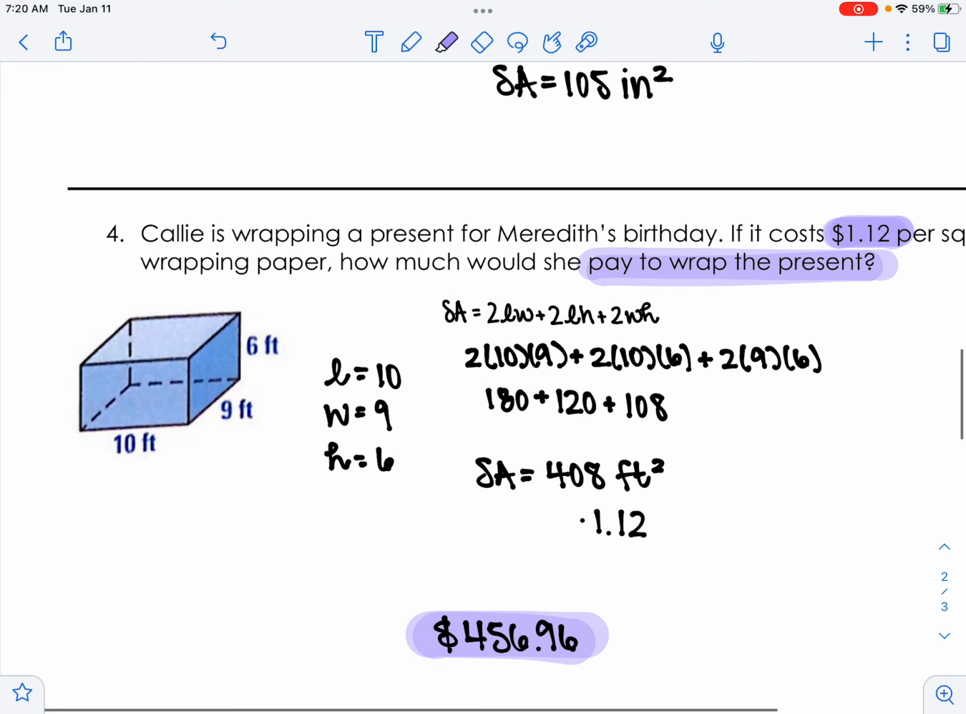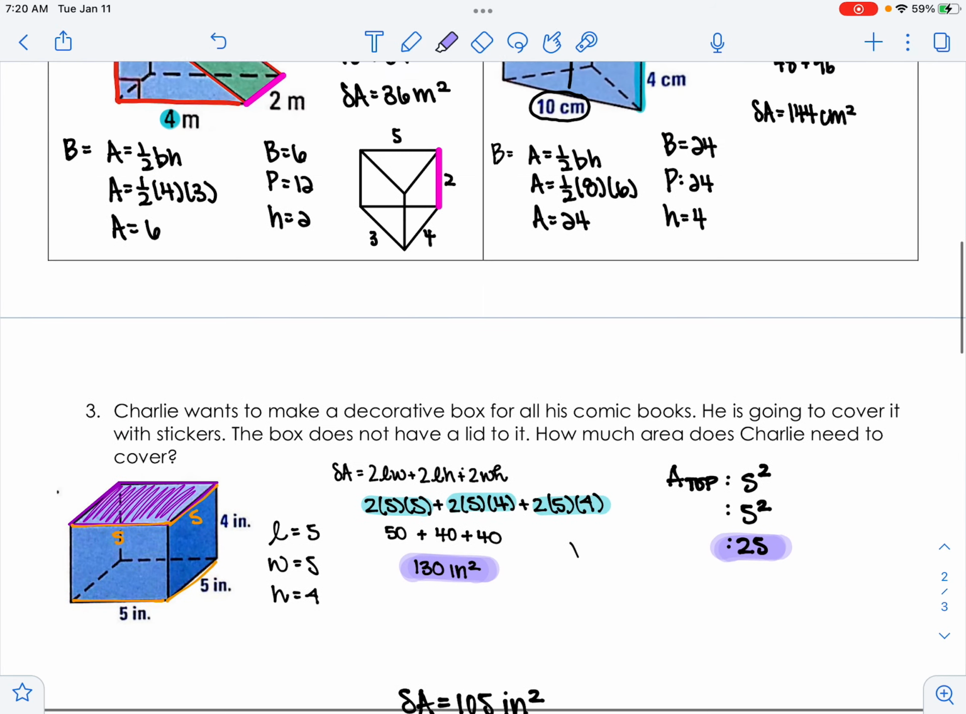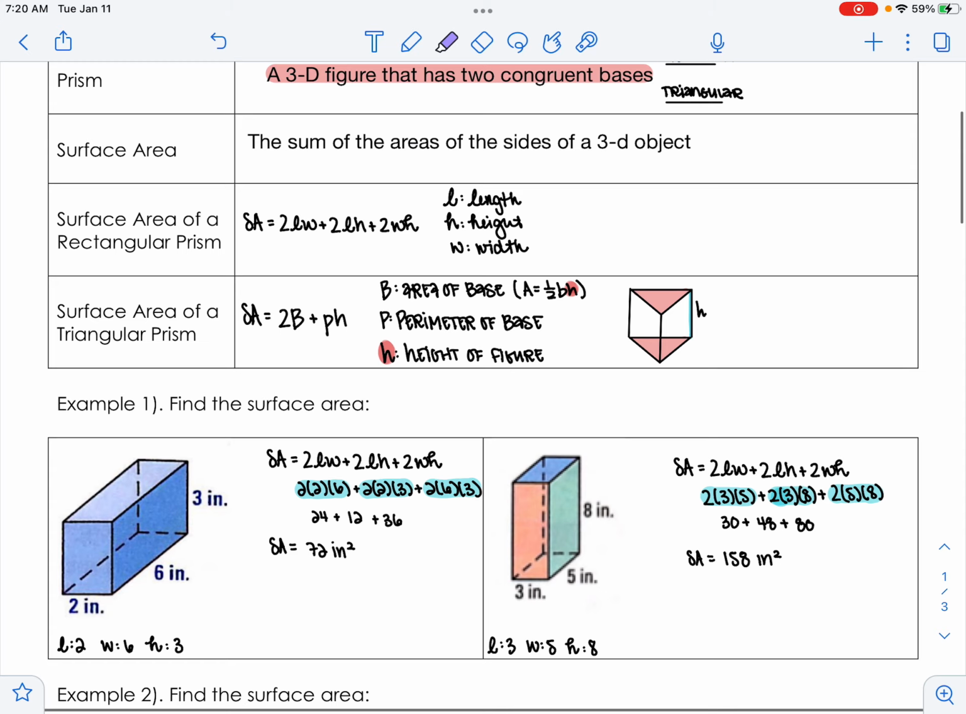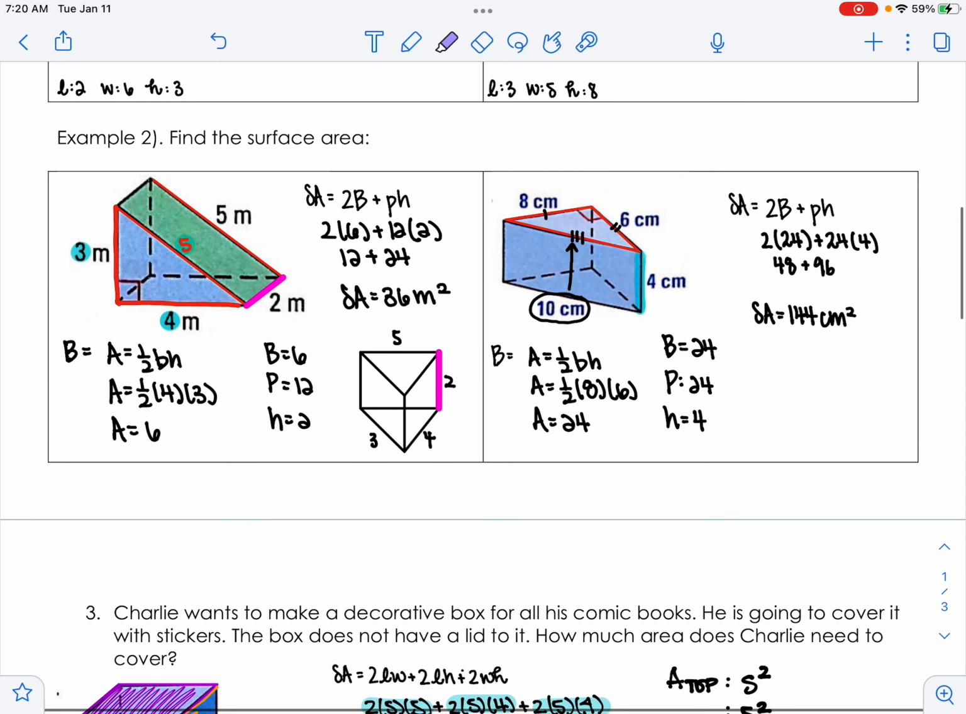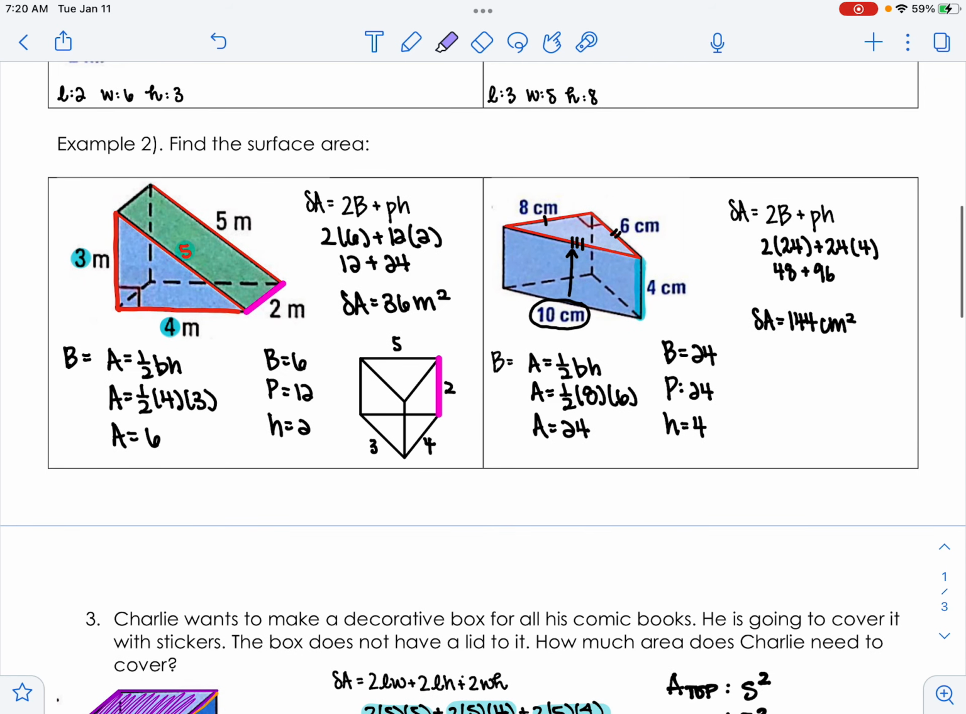All right, guys, that wraps up section 9.2 for the surface area of triangular prisms and rectangular prisms. Definitely the surface area of the triangular prism is going to be the most challenging. Just remember that the big B stands for the area of the base, the P stands for the perimeter of the base, and the height stands for the height of the figure. All right, so let me know if you have questions, and that wraps up section 9.2.